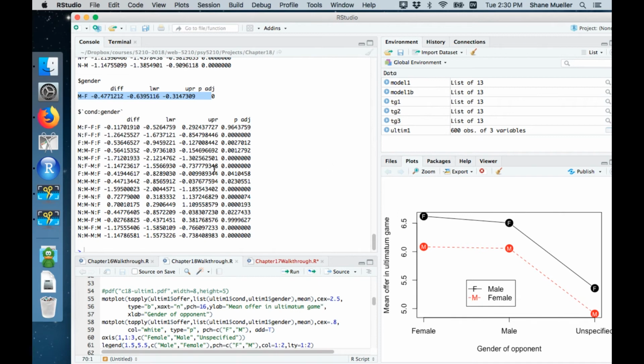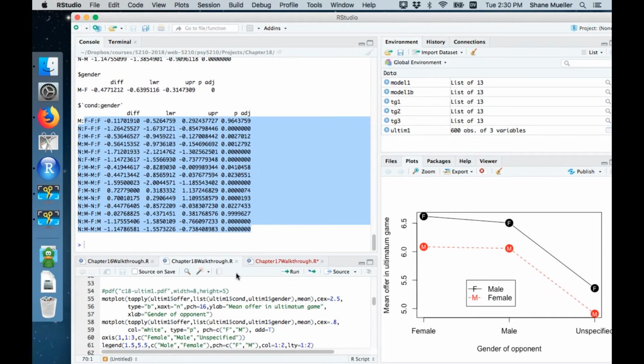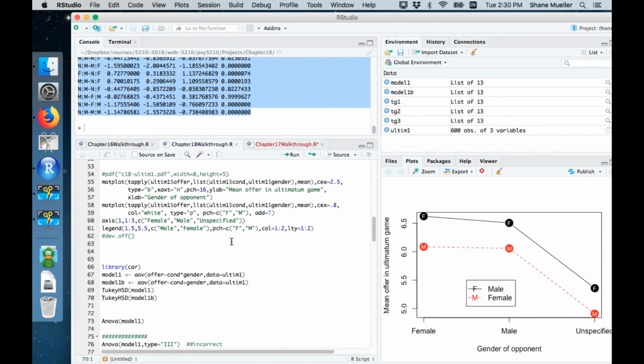And so this doesn't talk about the overall interaction. This just talks about pairs, and you can see that some of these pairs are different and other pairs are not different. And you could establish the particular pattern you care about by looking at the Tukey test, the post hoc Tukey test.